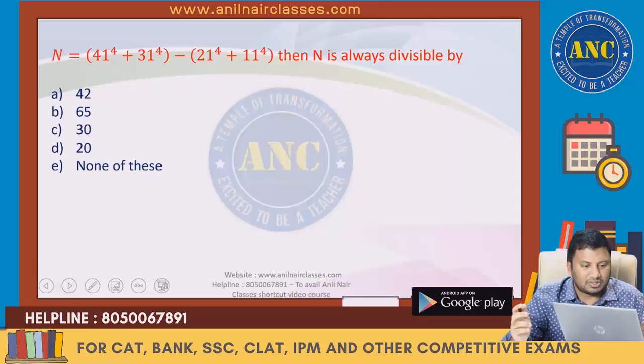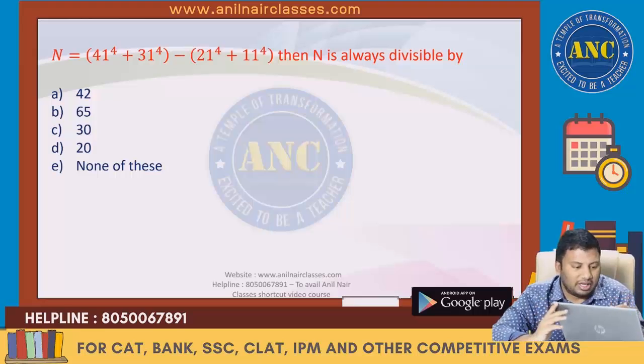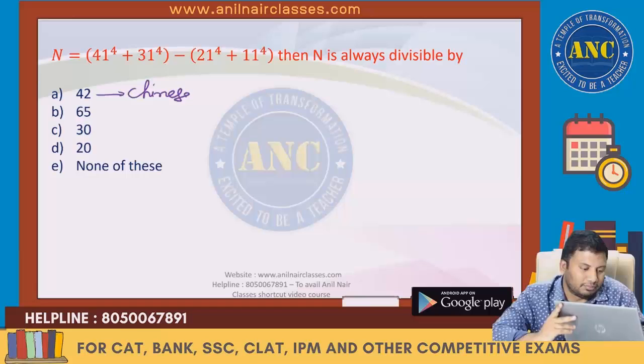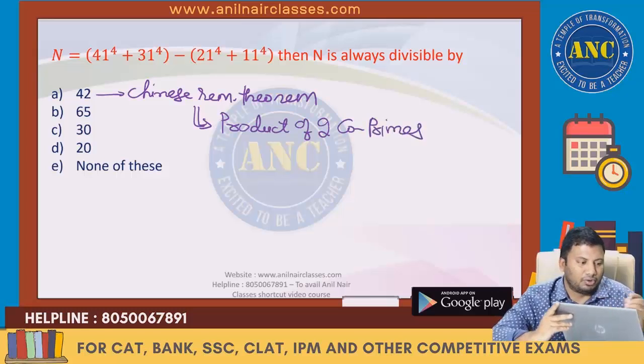These are the problems which we discussed. I'll do a recap of all the problems. So here what we did is apply the Chinese remainder theorem to the answer options. What is the Chinese remainder theorem? Write the answer options as a product of two coprimes.